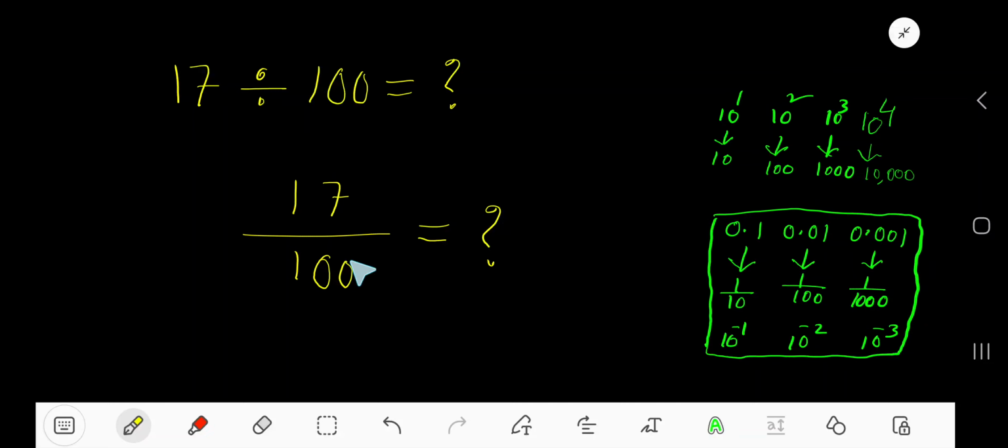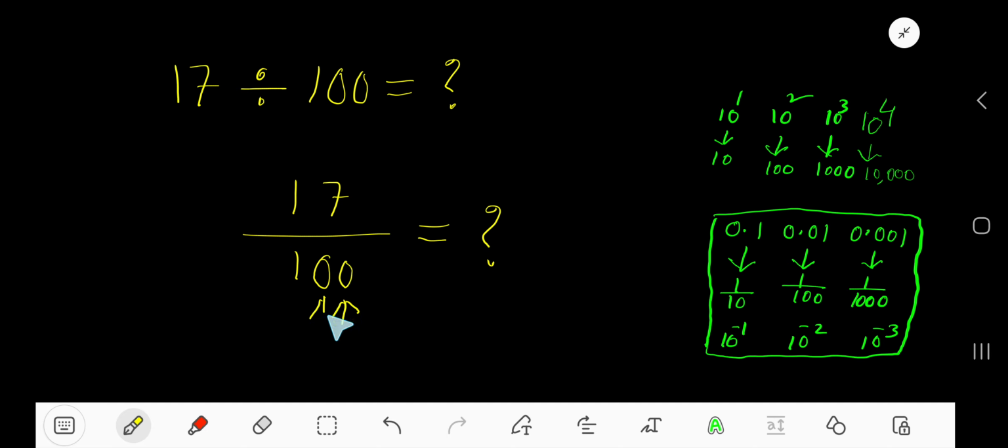17 divided by 100. Here 100 is the divisor, 17 is the dividend, and we would like to find the quotient or result. 10, 100, 1000, 10,000, these are called powers of 10, of course positive. To divide a whole number by a power of 10, what will you do?